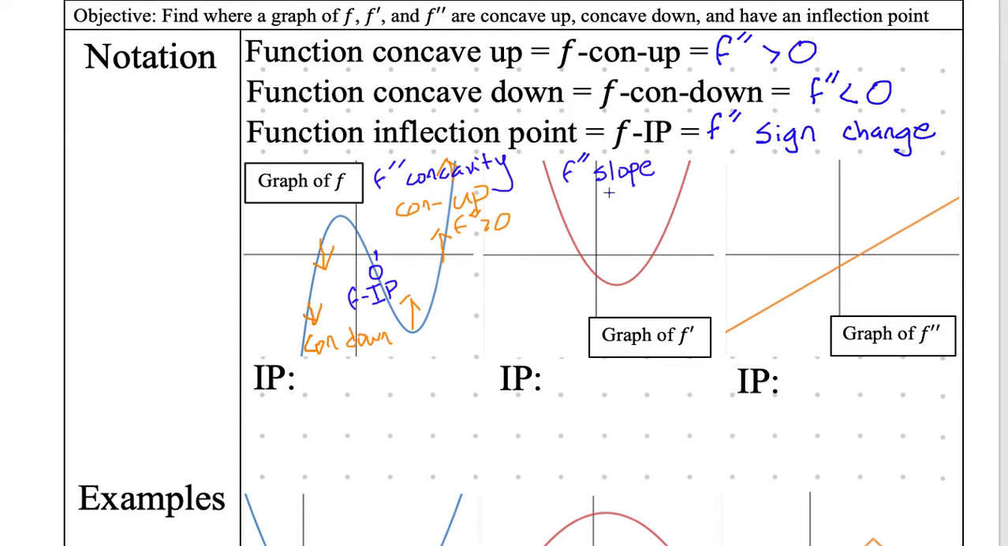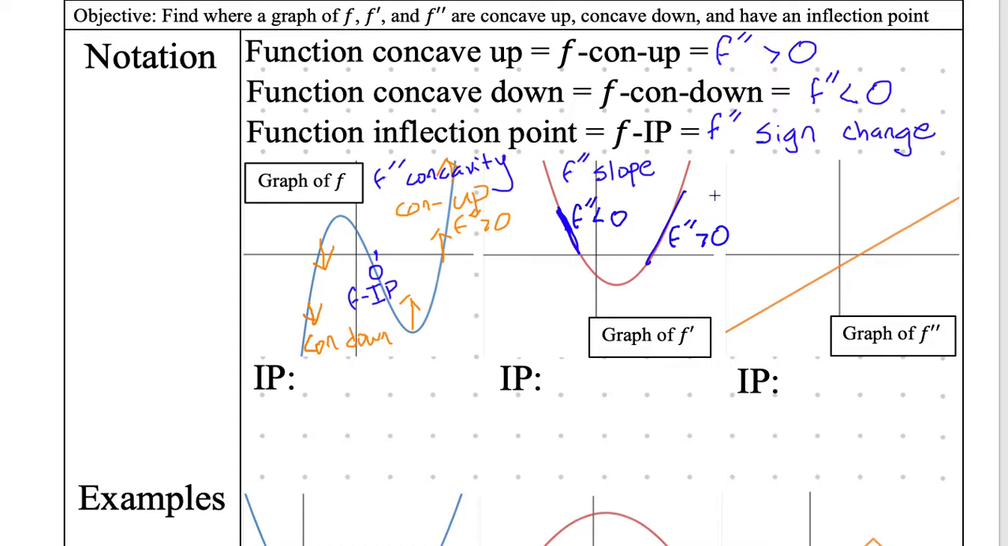So where is the slope positive for concave up? On the right. Well, that makes sense because it lines up over here. So I have a slope that's positive, so that means the function is concave up, so f double prime is greater than 0. Where is f double prime less than 0? On the other side, because over here the slope is negative, so f double prime is less than 0.